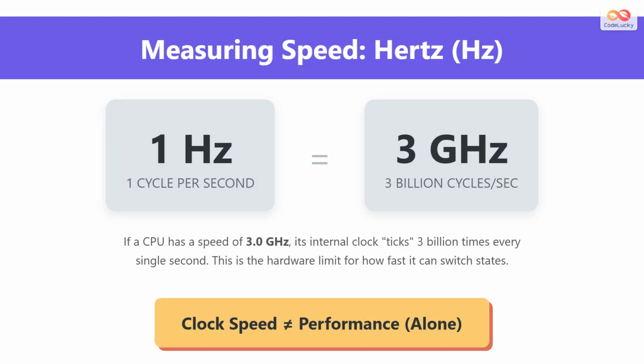We measure this speed in hertz. 1 hertz means 1 cycle per second. Modern computers run at gigahertz speeds. 3 gigahertz means the internal clock ticks 3 billion times every second. But here is the catch. Just because the clock ticks that fast does not mean it completes 3 billion tasks per second.